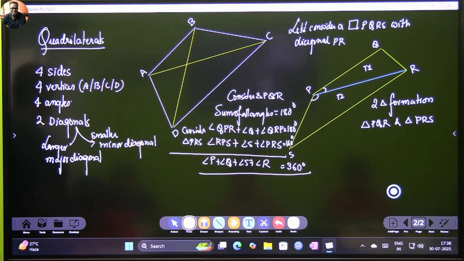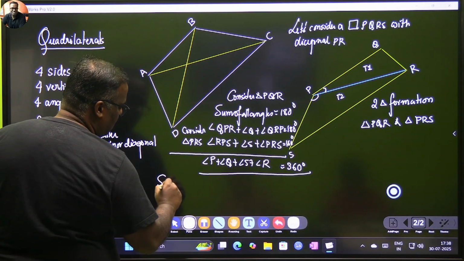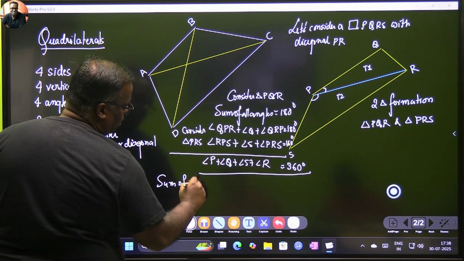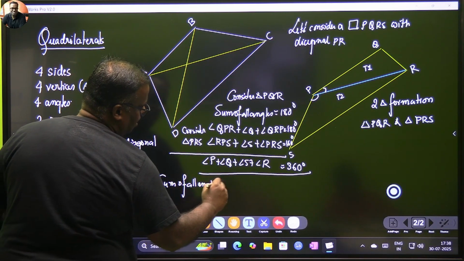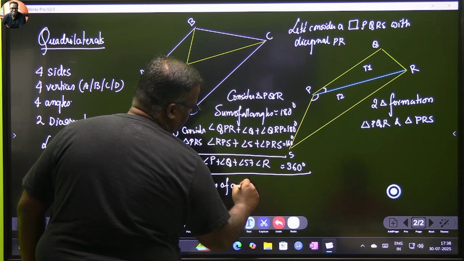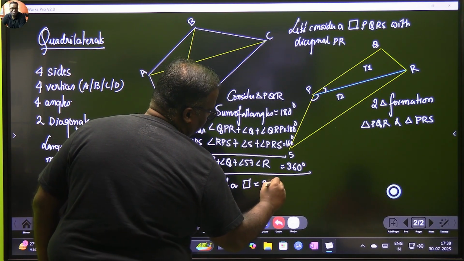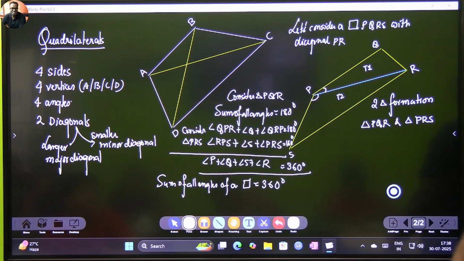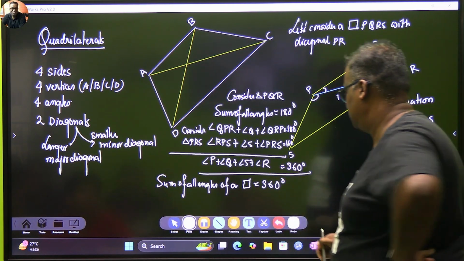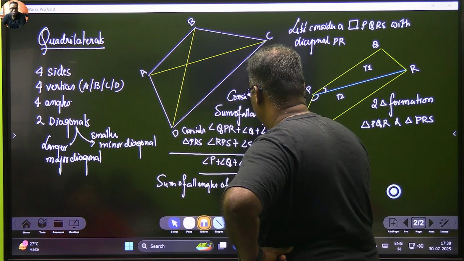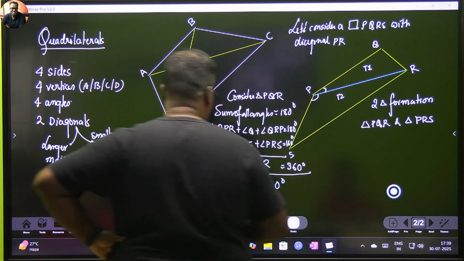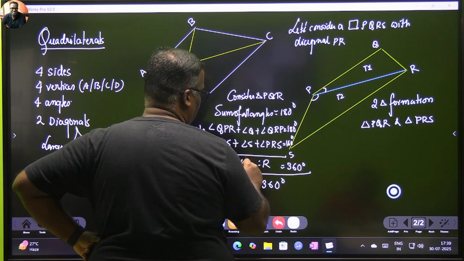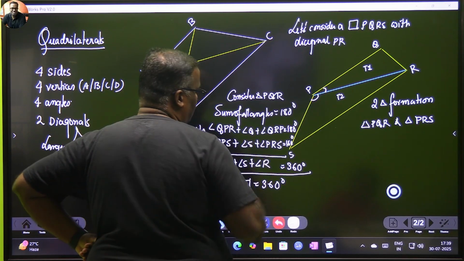Did you understand? So from here we say sum of all angles of a quadrilateral is equal to 360 degree. Anyone who did not understand can ask me the question. I hope you have understood what I have tried to write out here. Sorry, this looks like a 7, isn't it? Sorry. So this is angle S plus angle R is equal to 360.